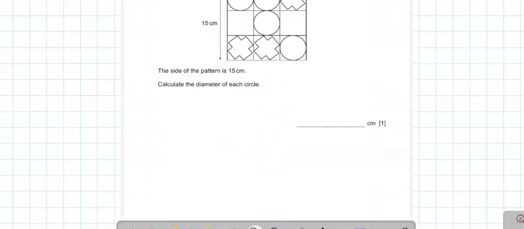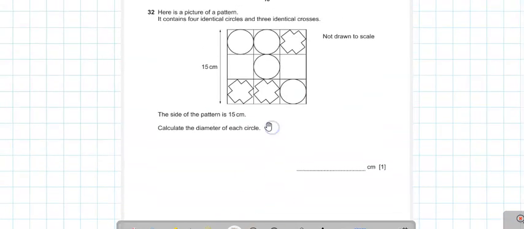Look, here is a picture of the pattern. It contains four identical circles and 3 identical crosses. It's not to scale. Look, this is the same shape. 15 divided by 3 is 5. So the diameter of each circle is 5. Next question.